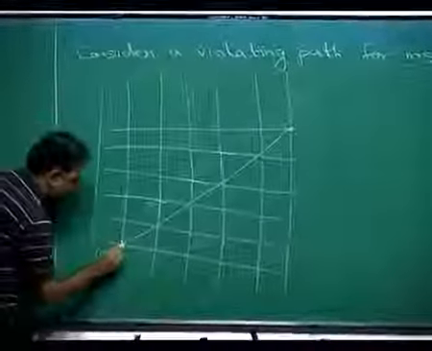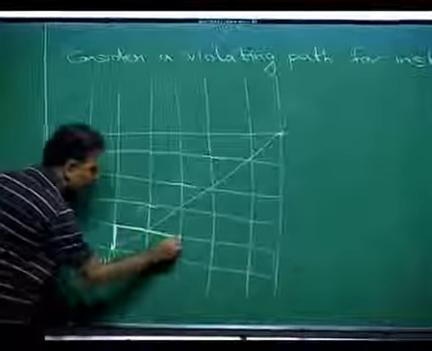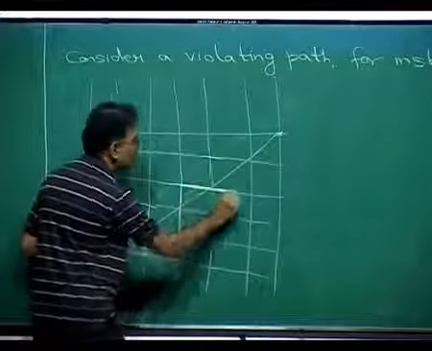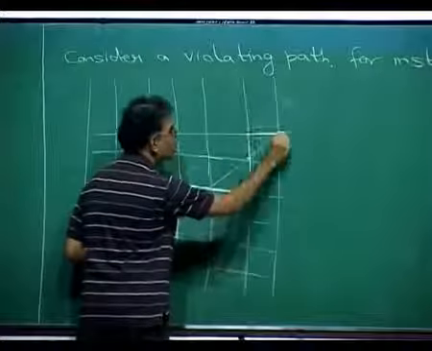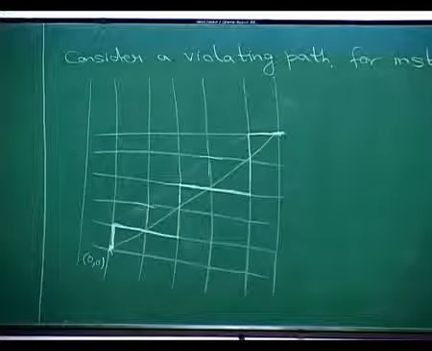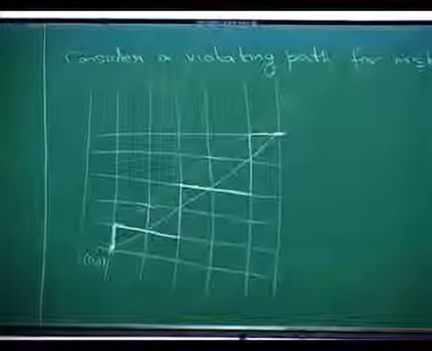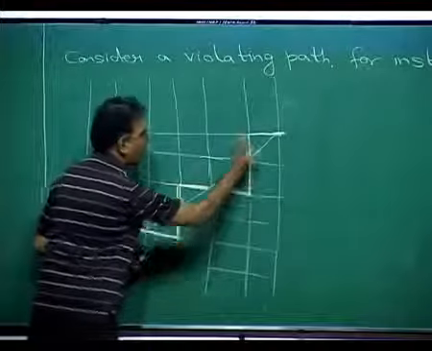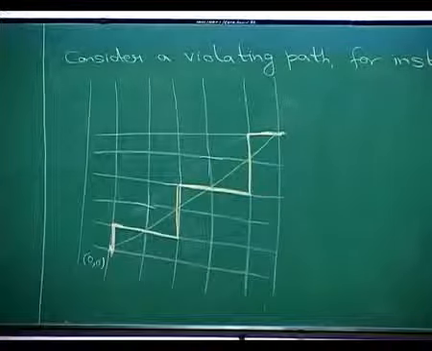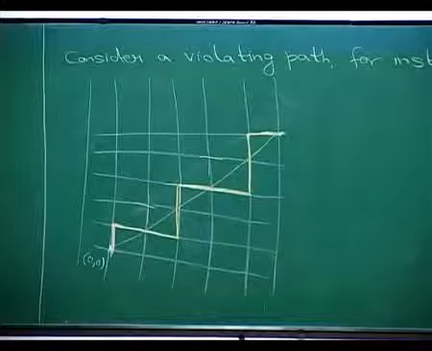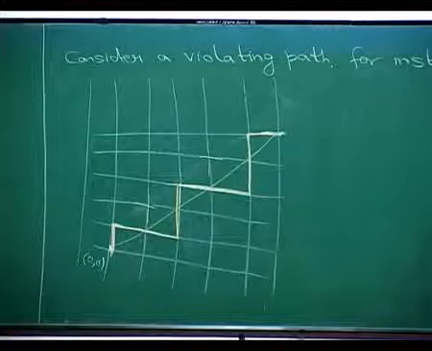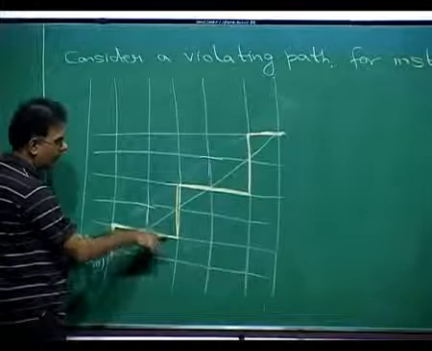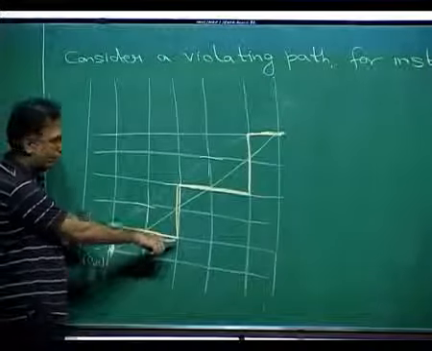For example, maybe I go up and then go below the diagonal here and then do whatever. Maybe I go below the diagonal again. Some path. Here is my path that violates the condition. So what I want to do is look at the point at which the condition is first violated. I go along the path. This point is okay. This point is okay. But this point is not. This point has come below the diagonal. So I mark this point.